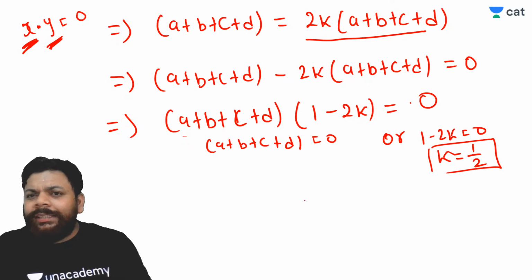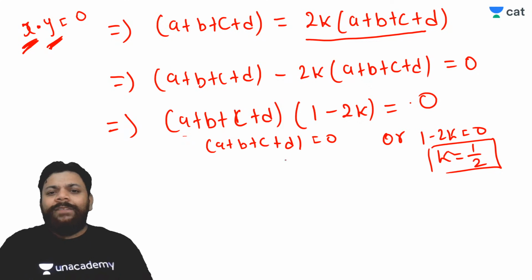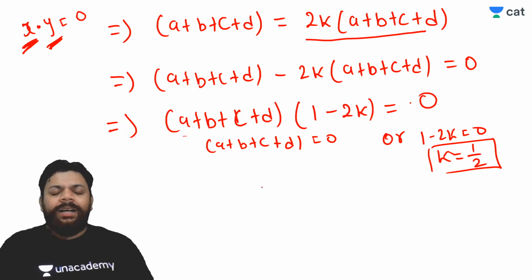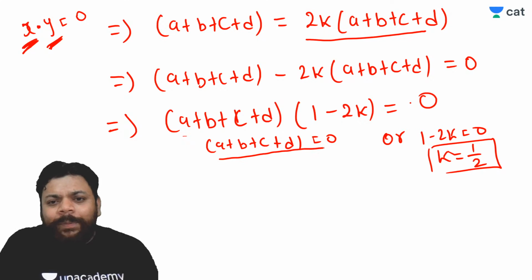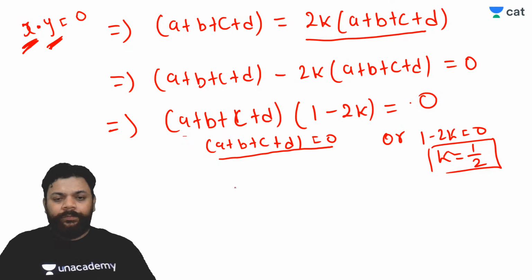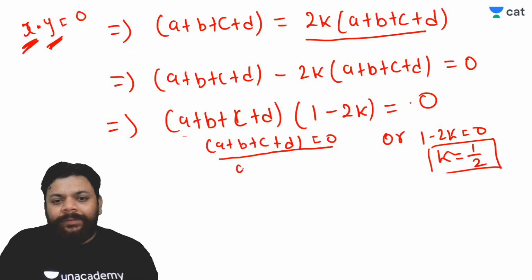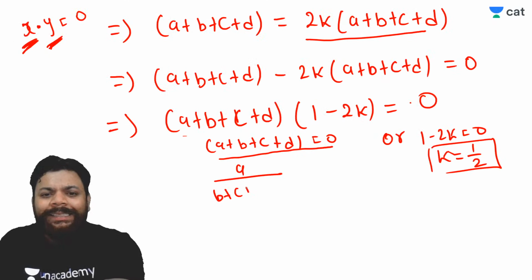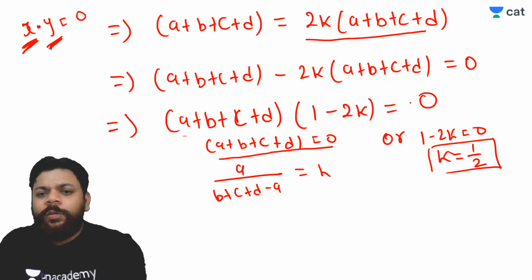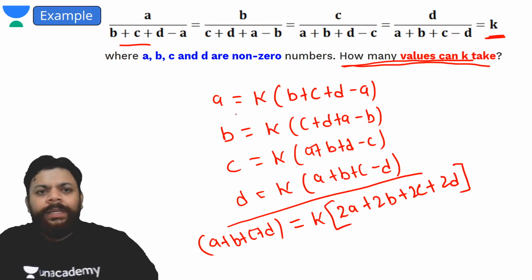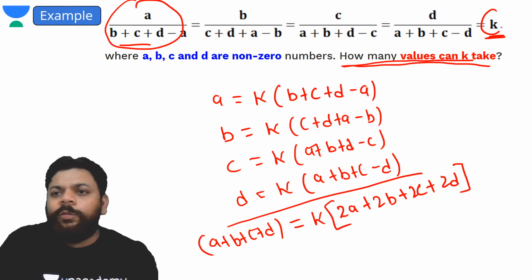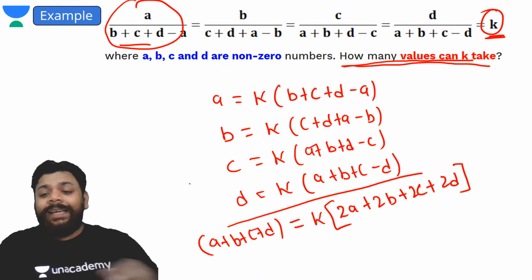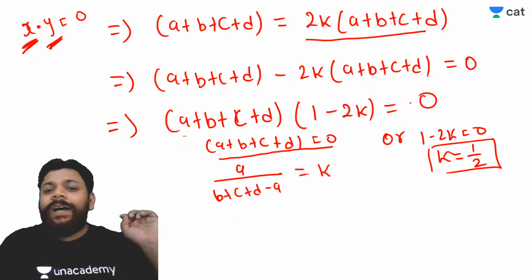How can the value of k be 0? Just try to think, how will the value of k be 0? Now whenever a plus b plus c plus d is equal to 0, and we are writing that a divided by b plus c plus d minus a is equal to k, if I first compare just this and this, definitely I can write a divided by b plus c plus d minus a will be equivalent to k.